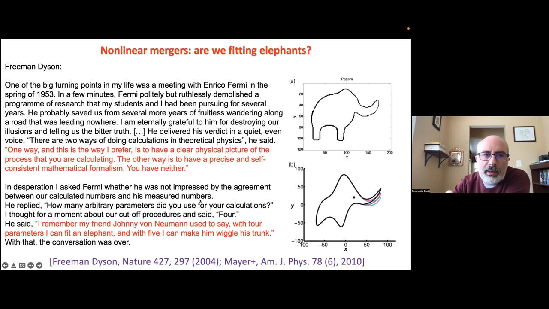And then when Dyson said that he was using four free parameters to fit the data, Fermi replied, I remember that my friend Johnny von Neumann used to say, with four parameters, I can fit an elephant, and with five, I can make him wiggle his trunk.